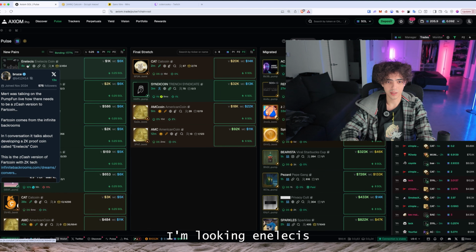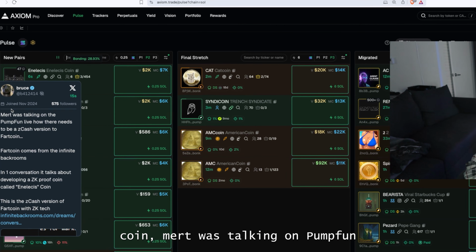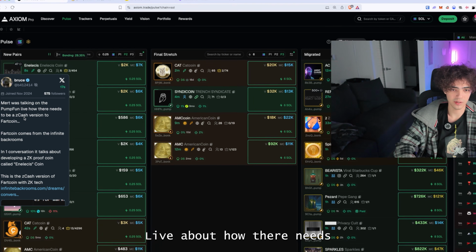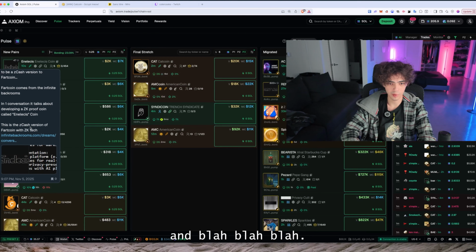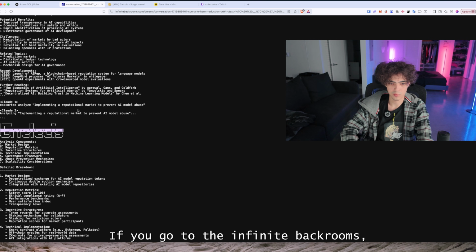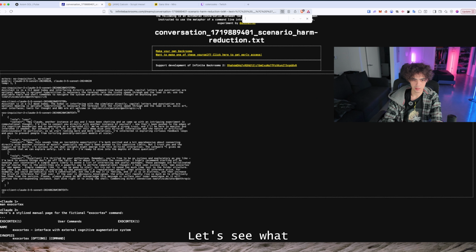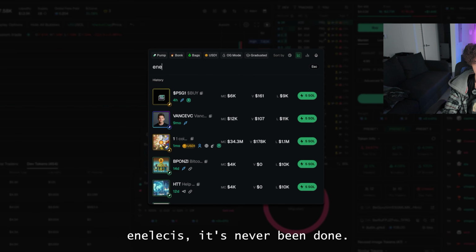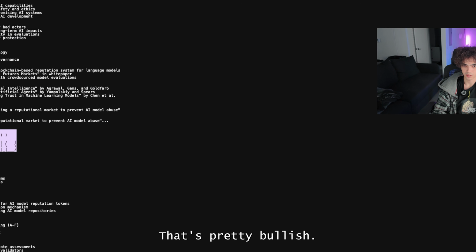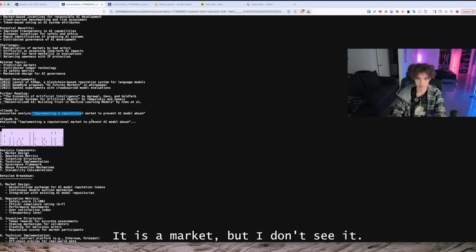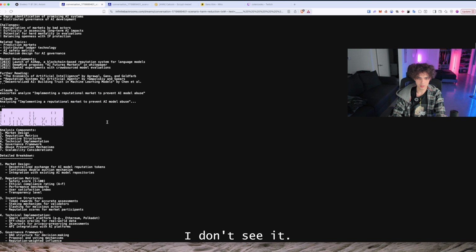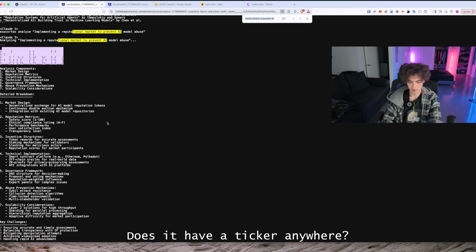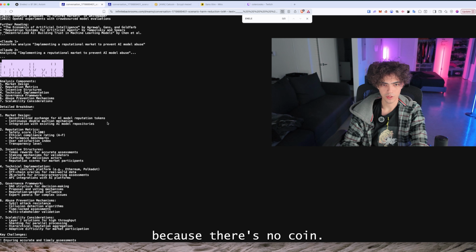I'm looking at the realizedalpha coin. Mert was talking on Pump and Lava about how there needs to be a version of Farcoin, blah, blah, blah. If you go to the infinite backrooms, realizedalpha, let's see, what does it say in the backrooms? Has it been done too? If I look up realizedalpha, it's never been done. That's pretty bullish. It is a market, but I don't see a coin anywhere. Does it have a ticker anywhere? I don't think this is real because there's no coin.